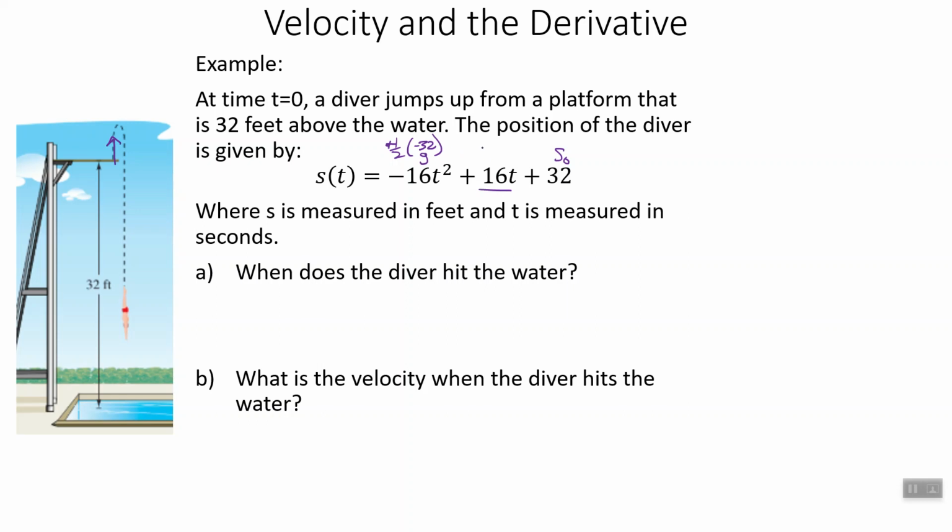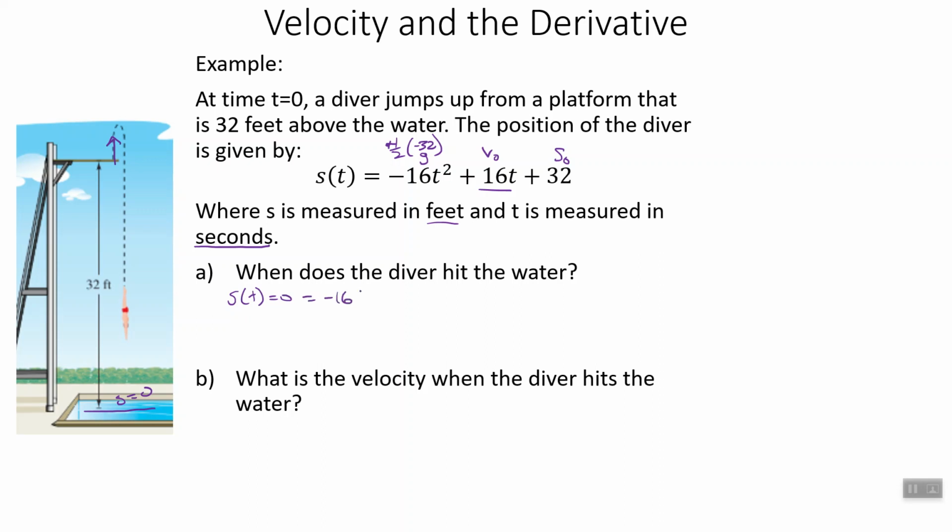And this must be their initial velocity. Your starting velocity is 16. Where s is measured in feet and t is measured in seconds. Always a good idea to underline your units. When does the diver hit the water? All right, so the trick is when it hits the water, the height is 0. So we want to know, when does s of t equal 0?